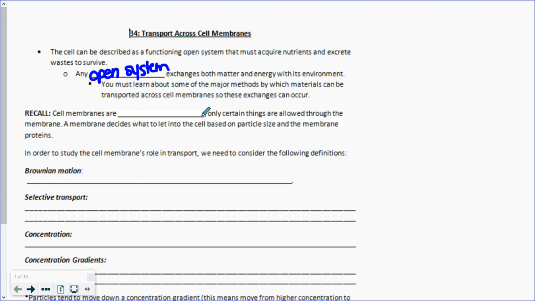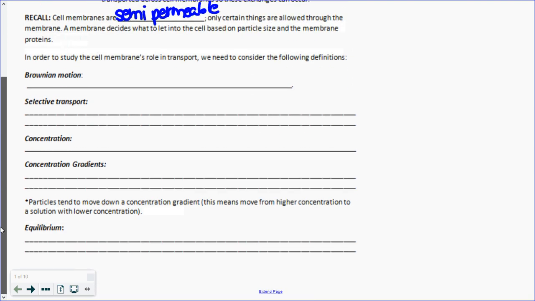So recall, cell membranes are semi-permeable, meaning that only certain things are allowed through the membrane. A membrane decides what to let into the cell based on particle size, as well as those proteins that are embedded within the membrane. So these proteins have a little bit of control over what's coming into or out of the membrane. So in order to study the cell membrane's role in transport, we need to consider the following definitions. So these are going to be important for our different types of transport.